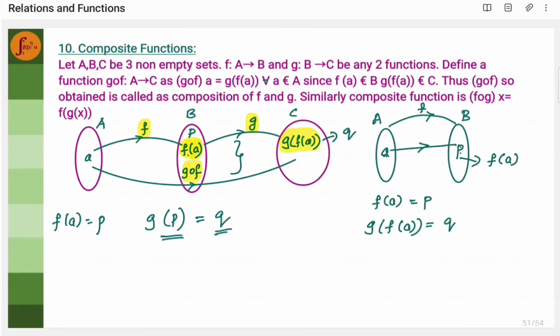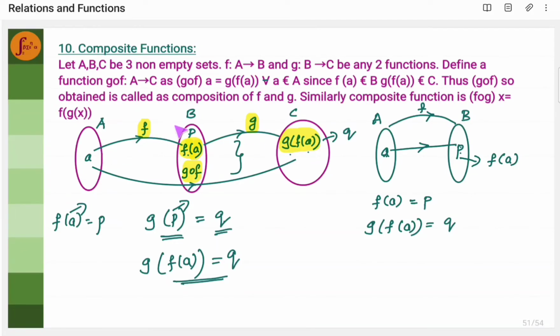This is how we would normally write. Now, instead of writing P, we have written f of A, because f of A is nothing but P. So instead of P, I'll substitute f of A. And say this is Q. Instead of Q, I can write g of f of A. It means the same because both of these are equal.